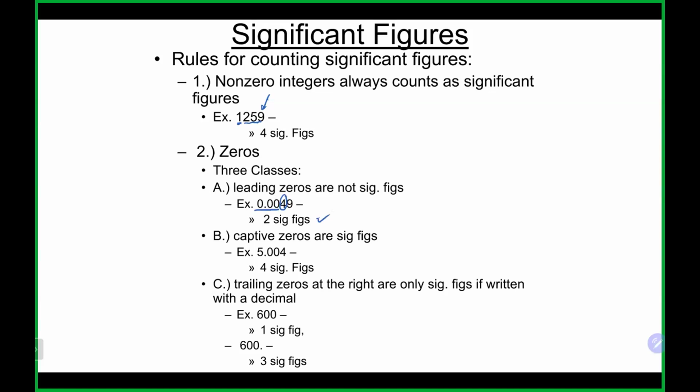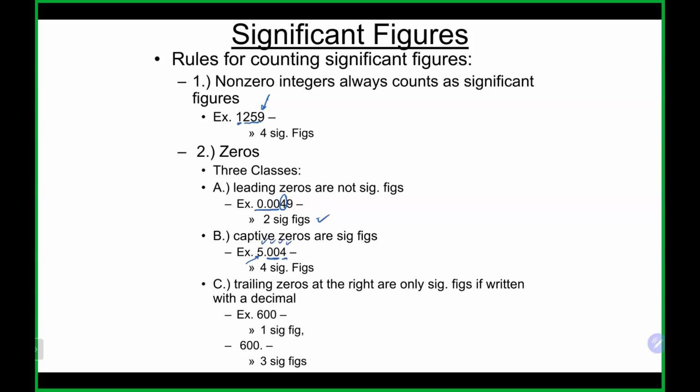Now, we also have captive zeros, or sometimes called trapped zeros, and those actually are significant. And those are zeros that come between 2 non-zero numbers. So again, if we look at this, we're going to start here at the 5 as our first non-zero. These zeros are trapped between a 5 and a 4, which are non-zero, so that makes them significant. And the 4 is significant, so significant, significant, significant, and significant. And this would have 4 significant figures, with the 4 at the end being our estimated or uncertain digit.